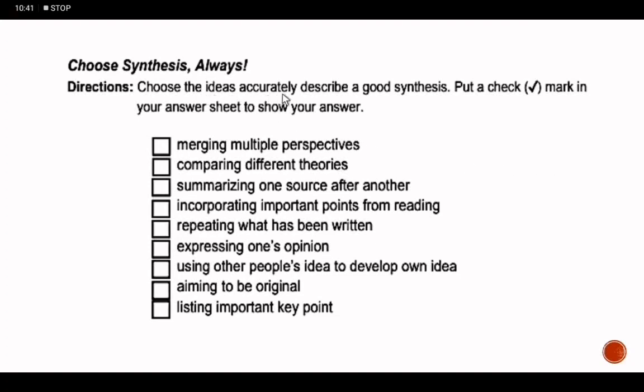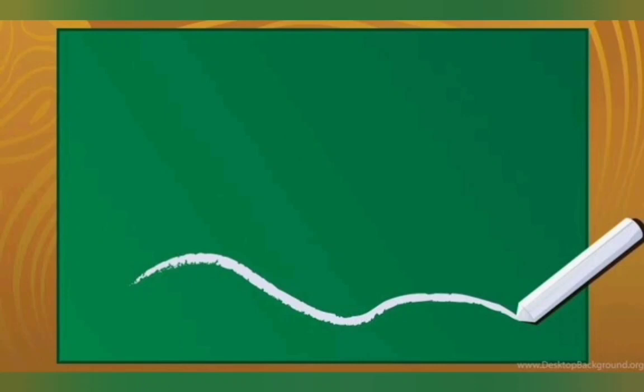Now let's choose the ideas that accurately describe a good synthesis. Put a check in your answer sheet to show your answer. Okay, one is merging multiple perspectives, correct? Another one, a good synthesis compares different theories. Also incorporating important points from reading. Using other people's ideas to develop your own idea. Aiming to be original. This ends our discussion of Quarter 4, Modules 3 and 4.